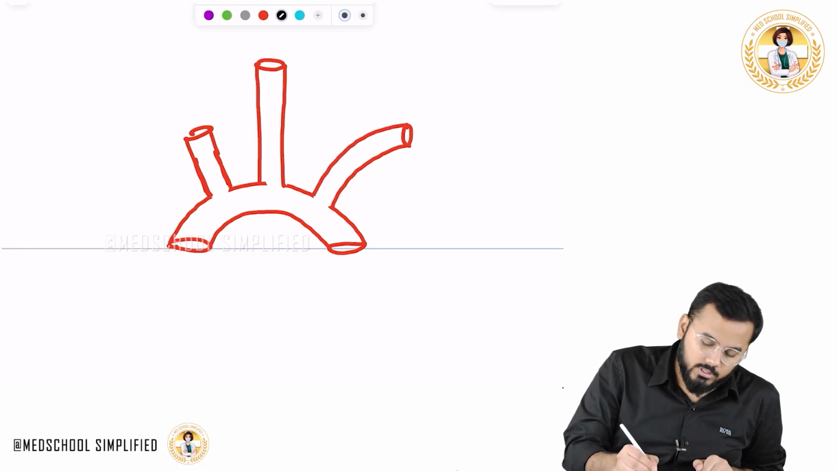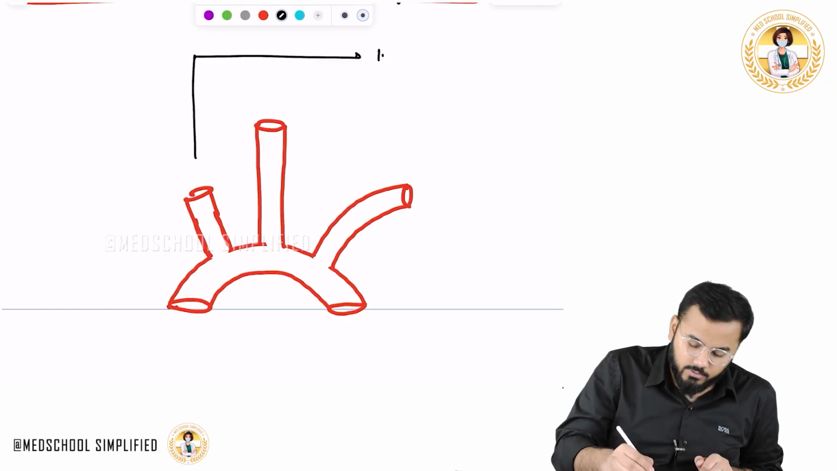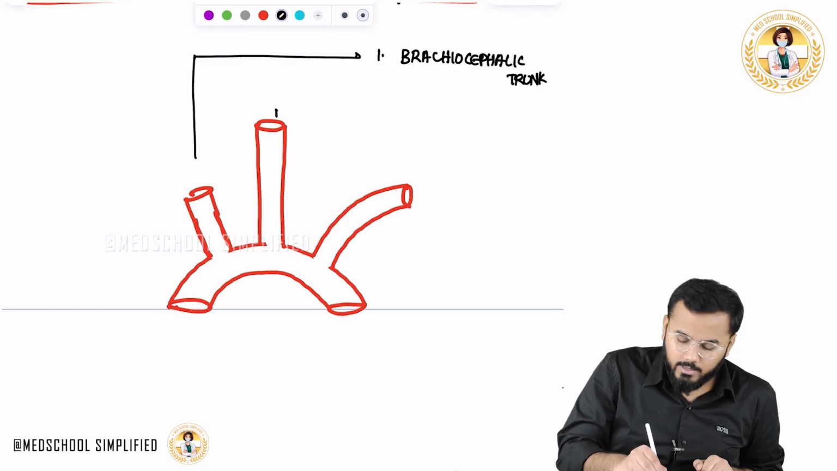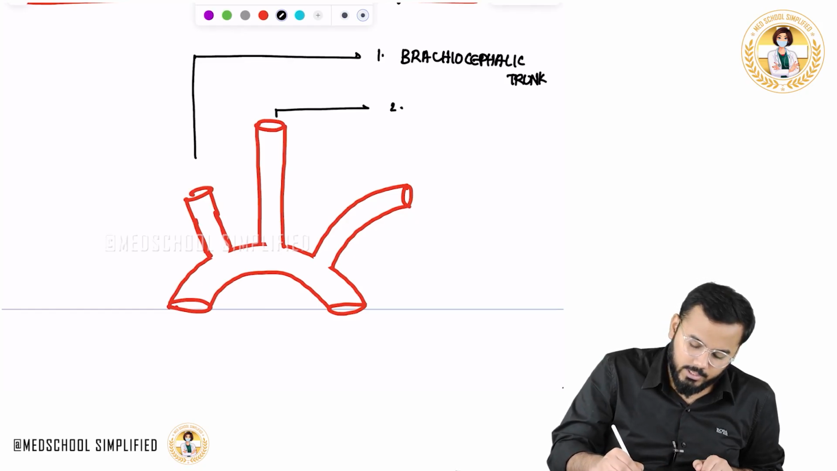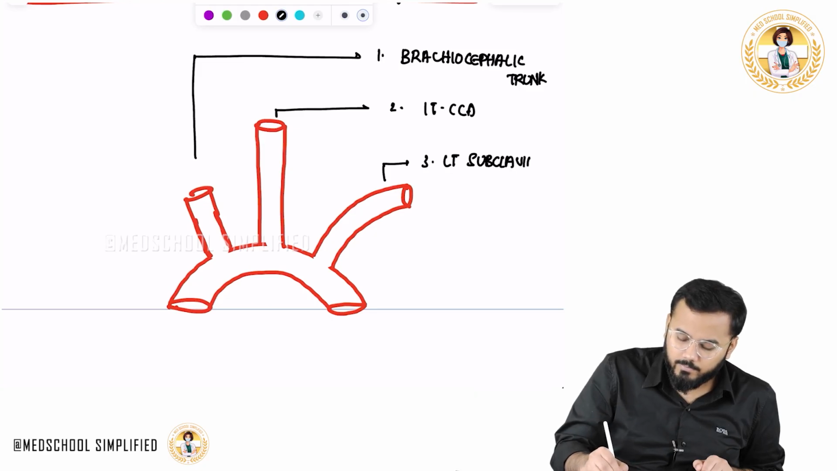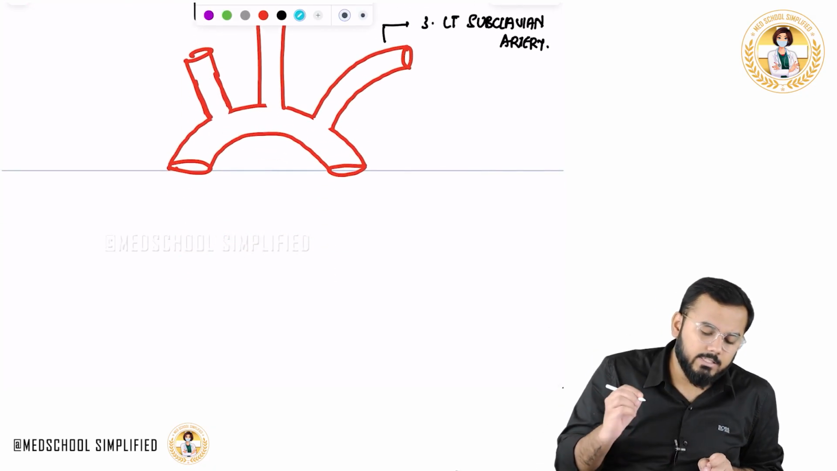Okay, so what are the structures here? The first important structure over here is the brachiocephalic trunk, and here you have the second important structure, that is your left common carotid artery, and this one is called your left subclavian artery.